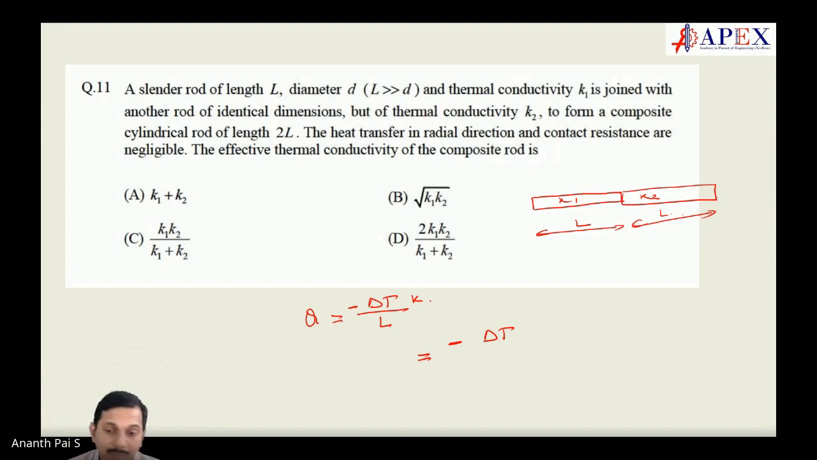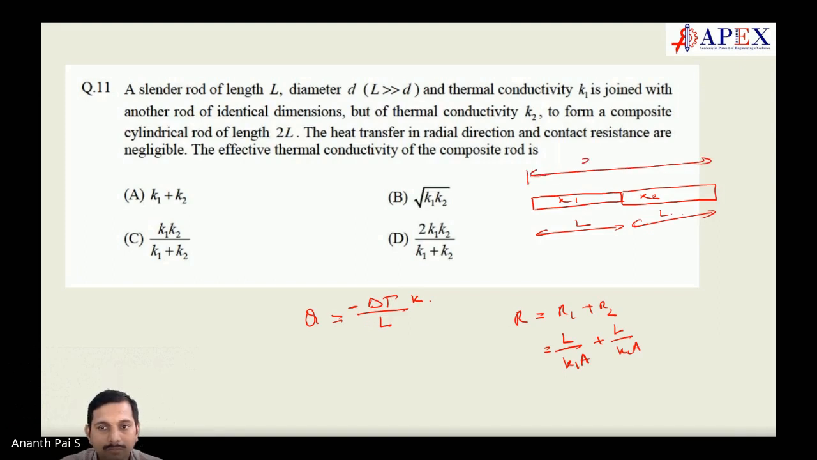Q is the same. What is the total R? R is equal to R1 plus R2, is it not? What is R1? L by K1A. What is R2? L by K2A. Area is the same. Where L is 2L, composite rod. Composite rod is 2L. Total. Correct. Read the question properly.